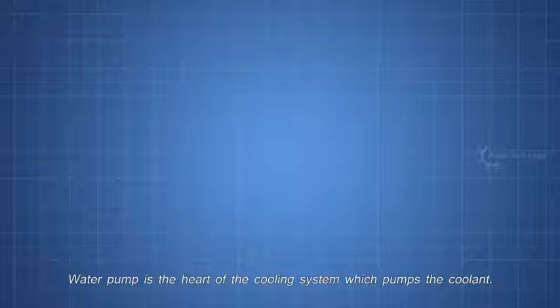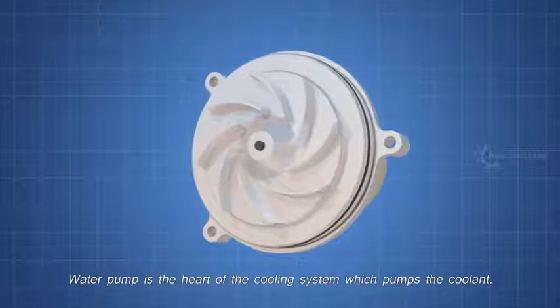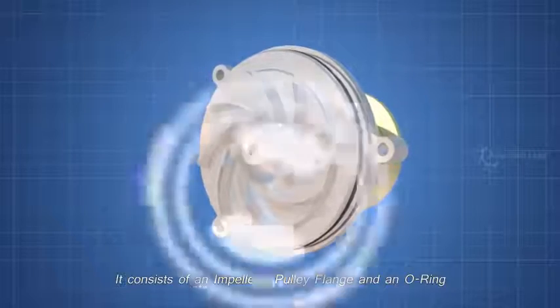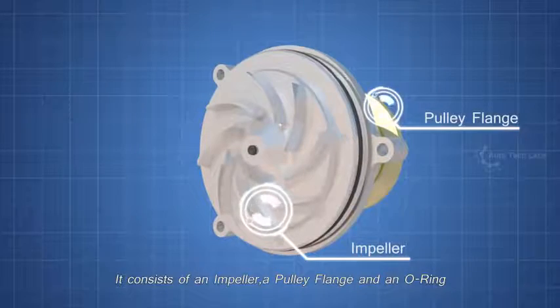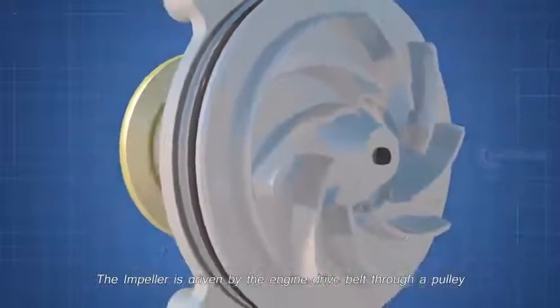First, the water pump. The water pump is the heart of the cooling system, which pumps the coolant. It consists of an impeller, a pulley flange, and an O-ring. The impeller is driven by the engine drive belt through a pulley.